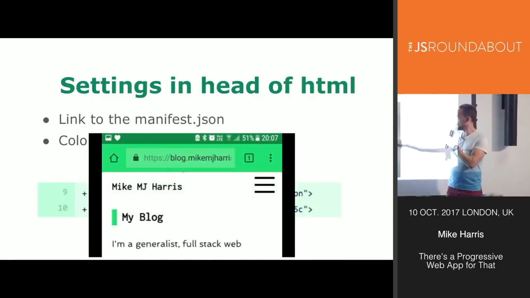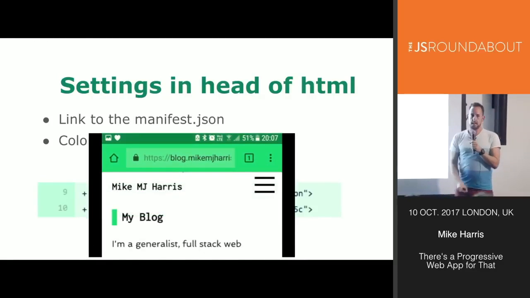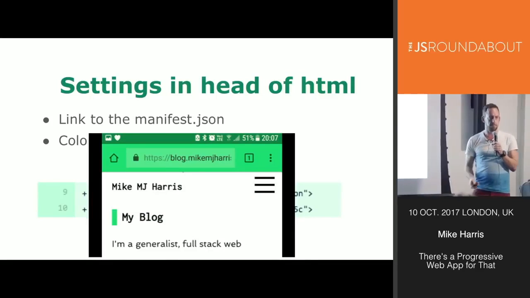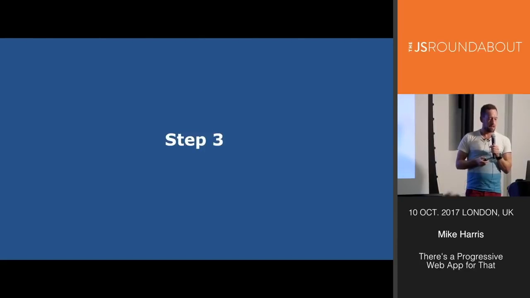And this is a screenshot from my app on my phone. And you can see that that top bar is already that green color, which fits in with the theme of my app. Cool, step 3.